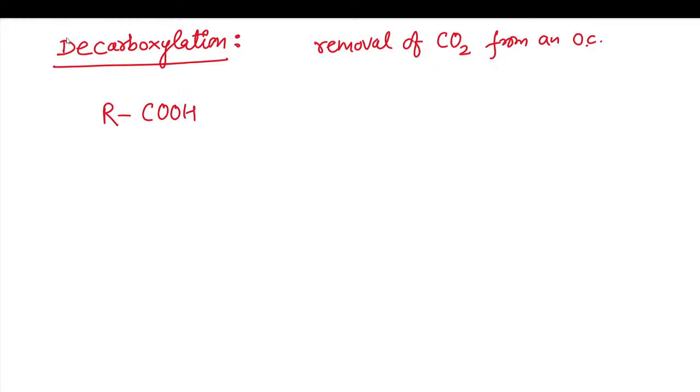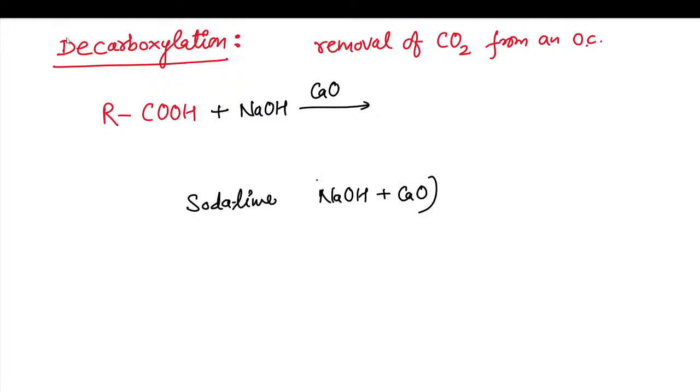a carboxylic acid. We treat it with soda lime. What is soda lime? It is a mixture of sodium hydroxide and calcium oxide in the ratio of 3:1. Removal of CO2 with soda lime. A question may be asked, what is soda lime? So keep in mind, soda lime is a mixture of sodium hydroxide and calcium oxide in the ratio of 3:1.